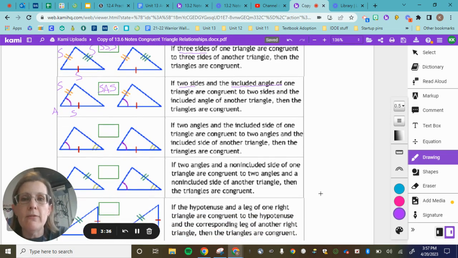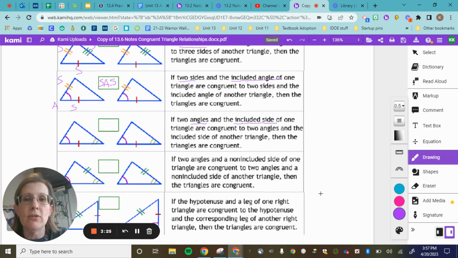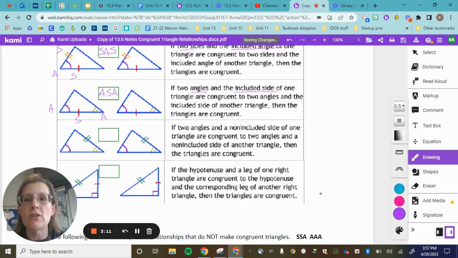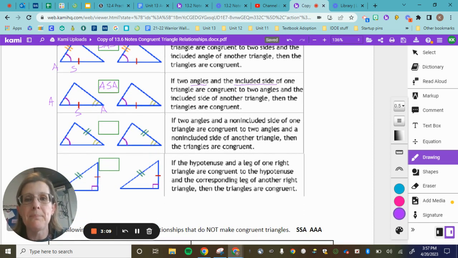The next one, if 2 angles and the included side of one triangle, so that would be 2 angles and the side in the middle of them, are congruent to 2 angles and the included side on the other triangle, then those triangles are congruent. So this one would be ASA, angle, side, angle. If you have the angle, the side in between them, and the other angle, that locks that triangle in. You can't change the shape.